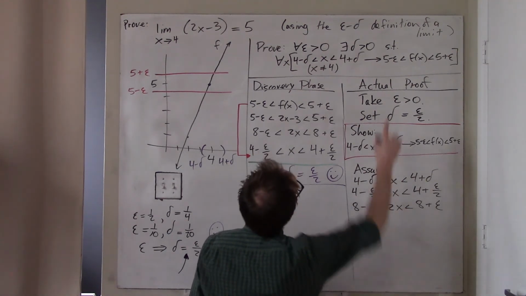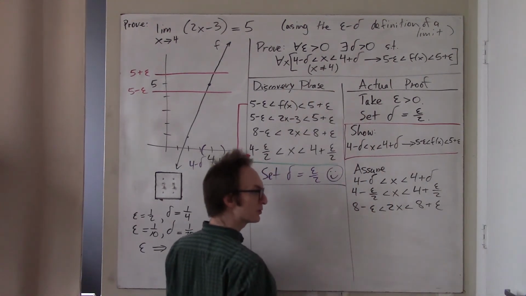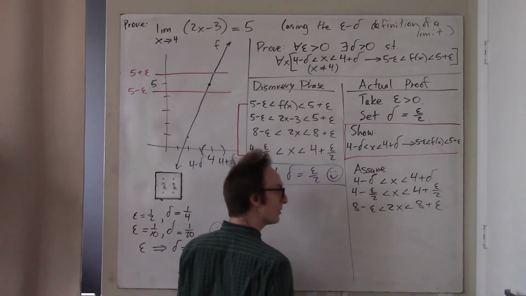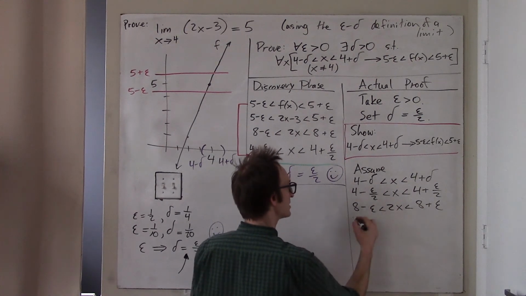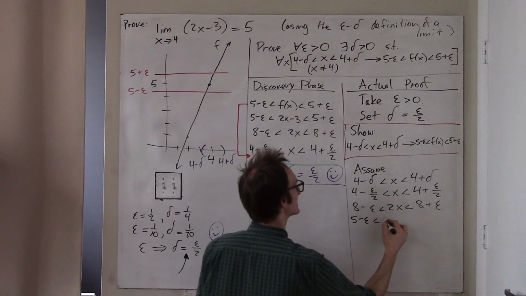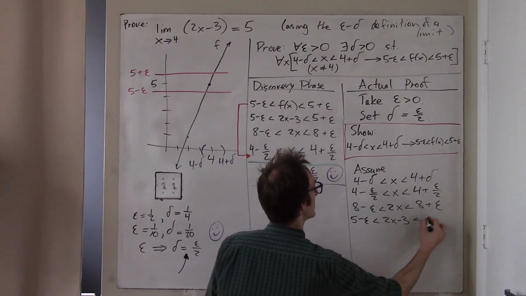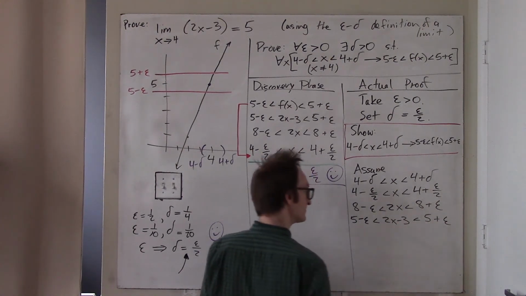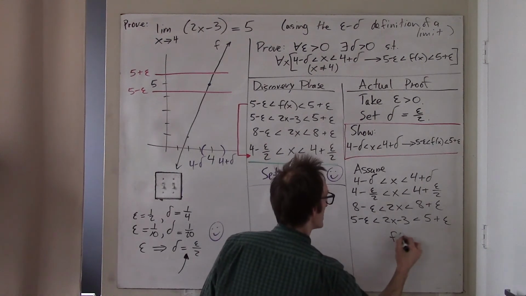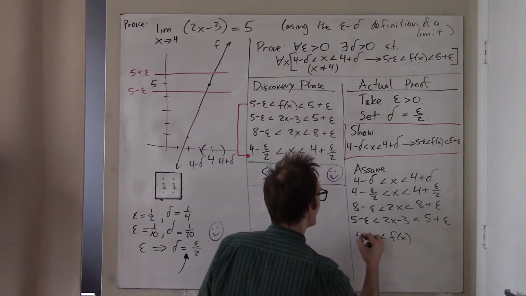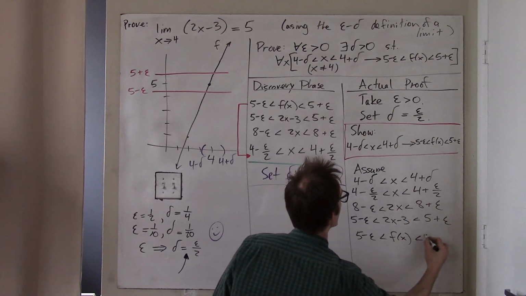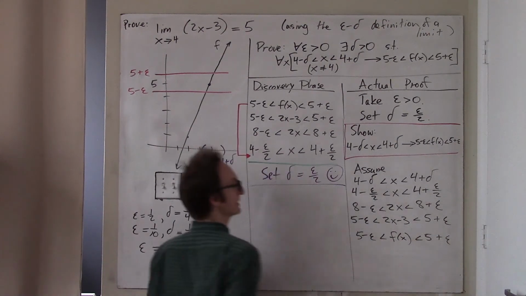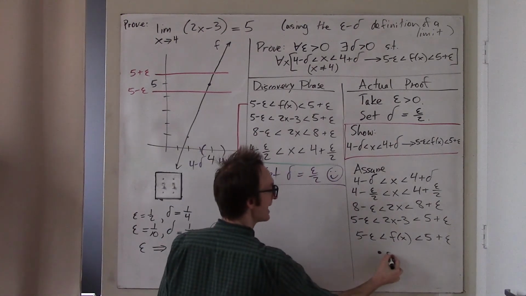And now, what's my function? My function is 2x minus 3. So I should subtract 3 from all 3 sides of this. And so that gives me 5 minus epsilon is less than 2x minus 3, which is less than 5 plus epsilon. And that's it. We're done, because this function is in fact just 2x minus 3. And so I win.